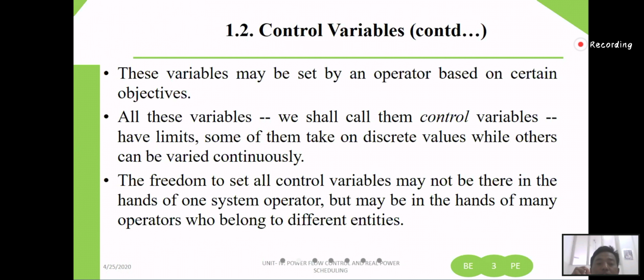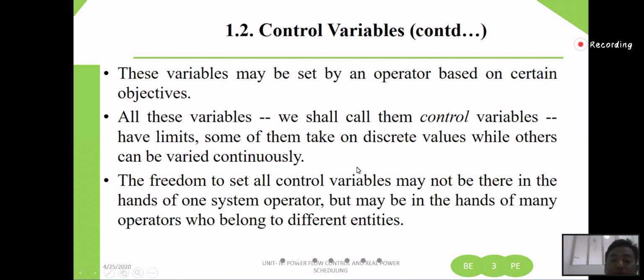If you want to fulfill economy, then we have to change all 9 control variables, or sometimes only 1 control variable, or sometimes 4 or 5 control variables, depending on the objectives. Later on, when we do optimization, we will know how to do this. All these variables we shall call control variables. These variables have limits; some of them take discrete values while others can be varied continuously.